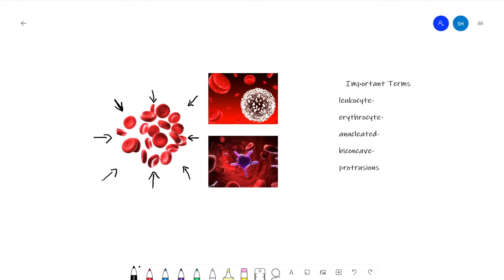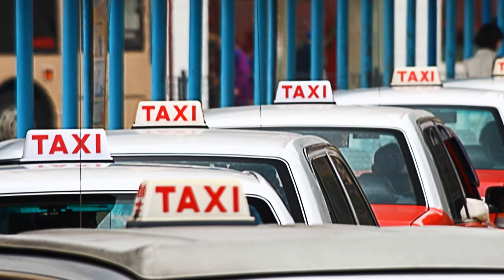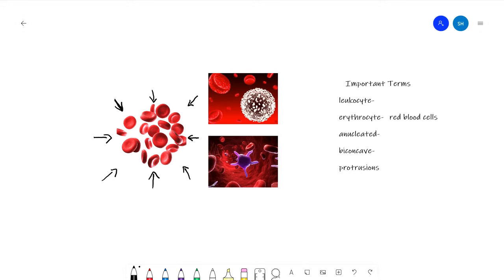Red blood cells are also known as erythrocytes. Red blood cells are what I like to call the taxis. The reason why I call them taxis is because they carry oxygen inside them, and without these red blood cells, you would be dead.